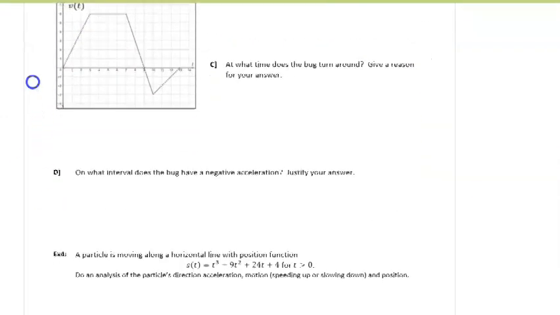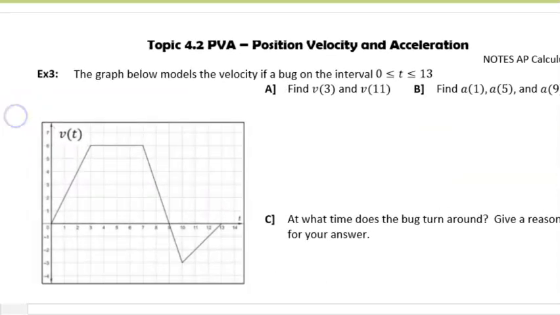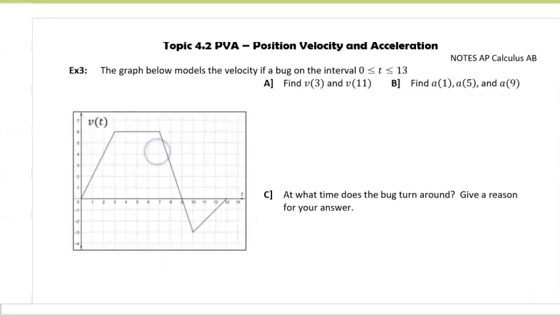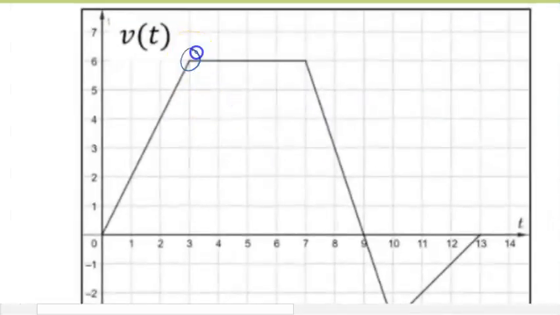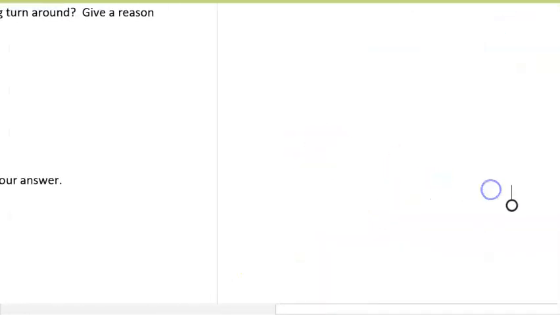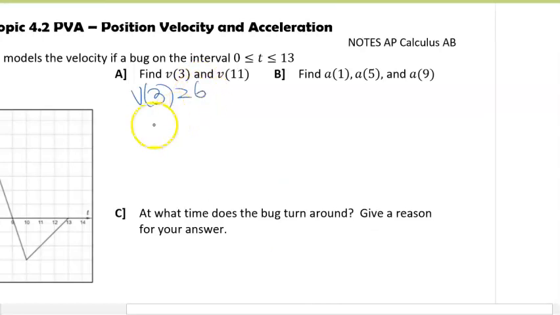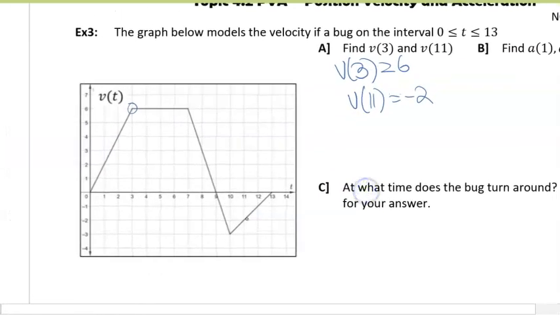We're going to do 3 and 4. So the graph below models the velocity of a bug on the interval from 0 to 13. So this is the velocity function. Find v of 3 and v of 11. It's easy enough. V of 3, I just have to look at the graph because it's the velocity. What's it at 3? It looks like it's at 6. And then v of 11, I look down here, and that looks like it's at negative 2. Just check the graph. Yep, right here.